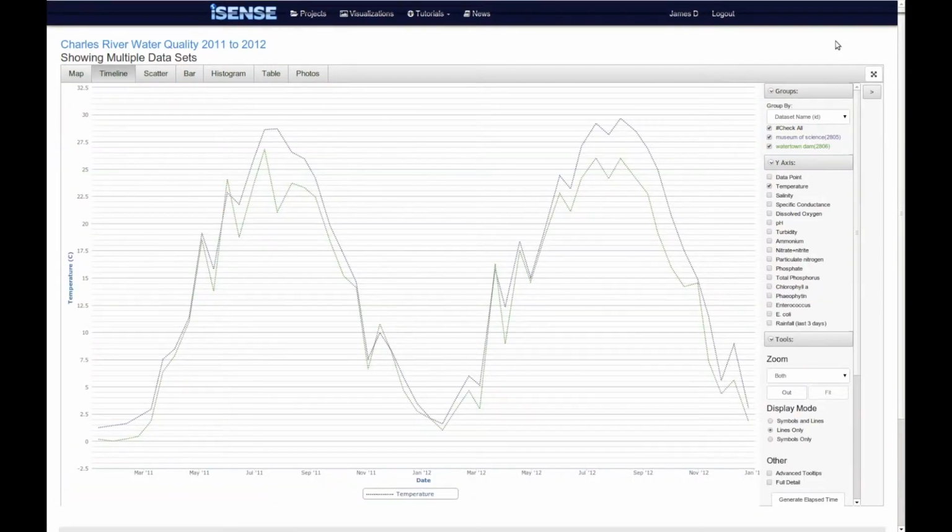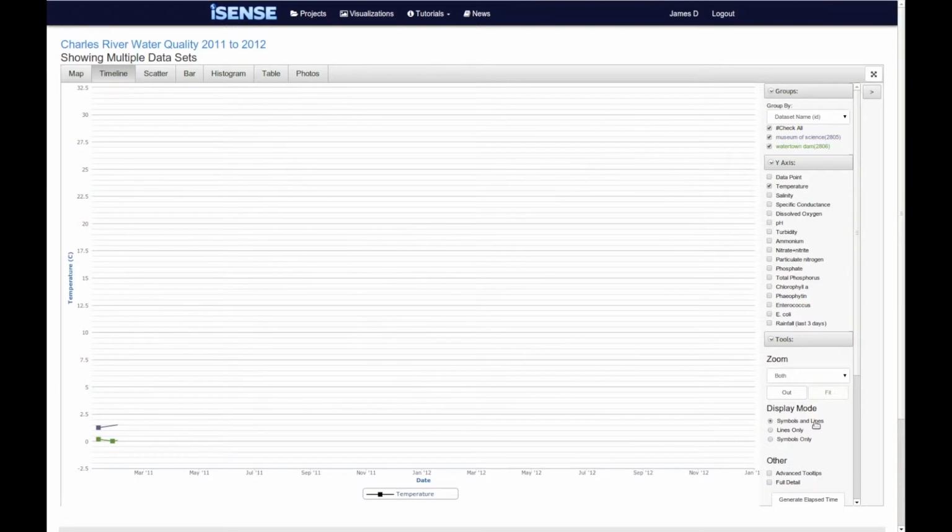Looking at the timeline, we have the tools to the right. We still have our groups. We have Museum of Science in blue and Watertown Dam in green, which are displayed by those lines. We can change our y-axis. Right now it's viewing temperature. We can zoom in and out, and we can switch from lines to symbols and lines.